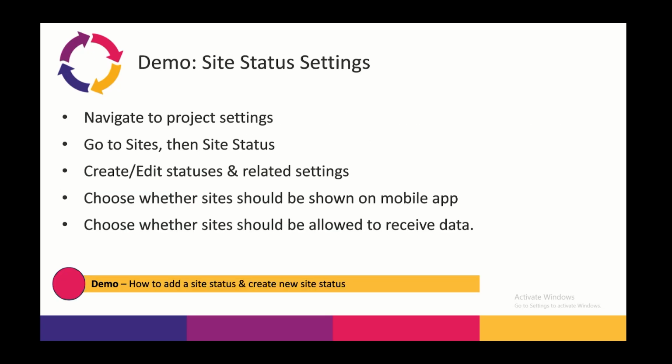So site status, how do we set those up? Again, we navigate to project settings, we go to sites and then site status. Then we will create and edit statuses and related settings. And then you can choose whether those sites should be shown on the mobile app. And you also choose whether sites of that status should be allowed to receive data. So let's just quickly have a look at that now before we move on to questions.